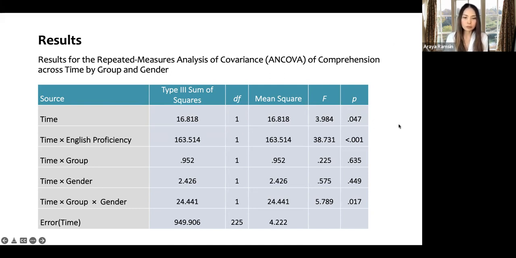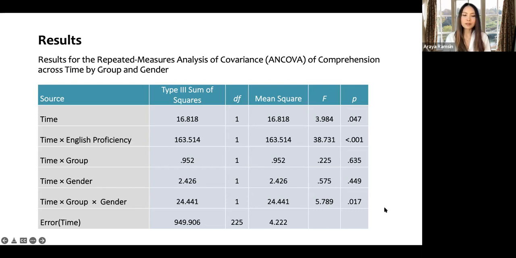in both groups. And there was no statistically significant difference in growth from pre-test to post-test between the two groups, because the p-value was 0.635. So this one is not significant. Also, there was no significant difference in growth between males and females, because the p-value was 0.449. However, there was a significant three-way time by group by gender interaction effect over here, as you can see from the p-value, which is 0.017. So this one is significant.